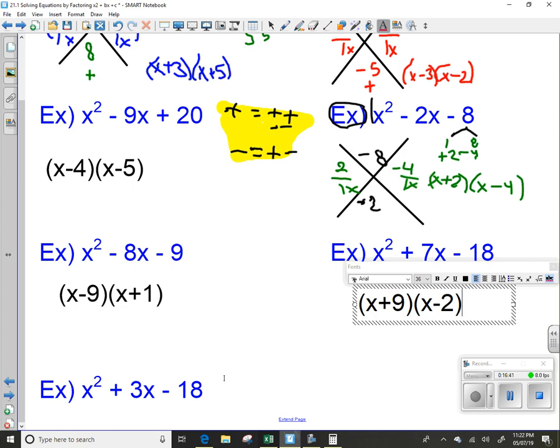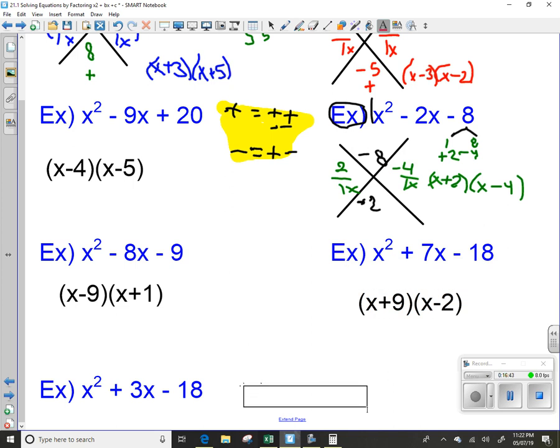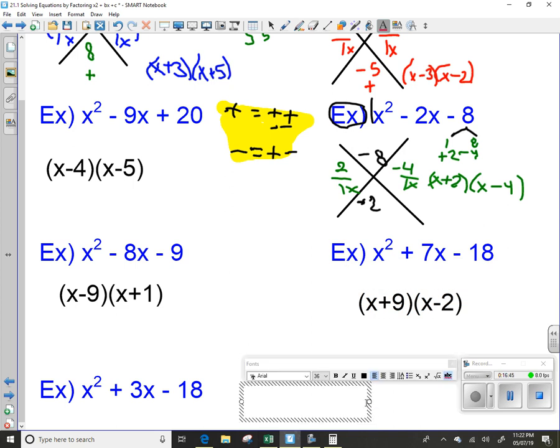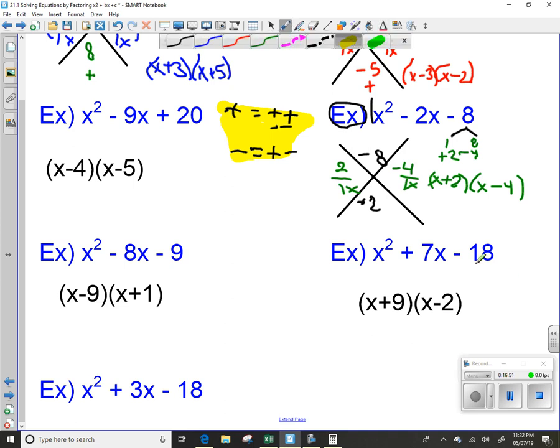And last here, x squared plus 3x minus 18. So again, the thing I would point out on this one is you'll notice I had a negative 18 at the very end for both of these problems. But because of what the middle number is, because I wanted the middle number to be 7 there, and here I want that middle number to be 3, it's going to give me a different answer.